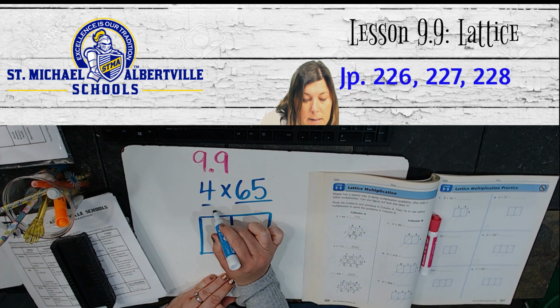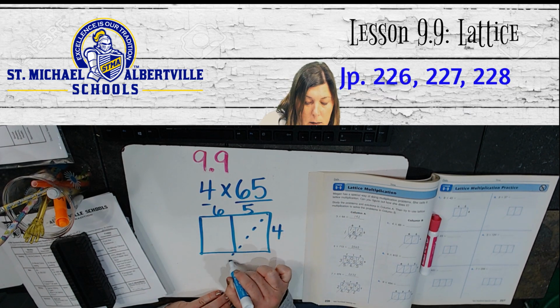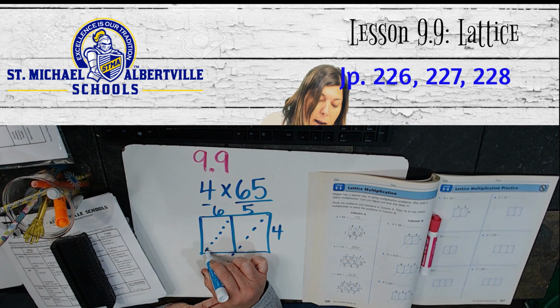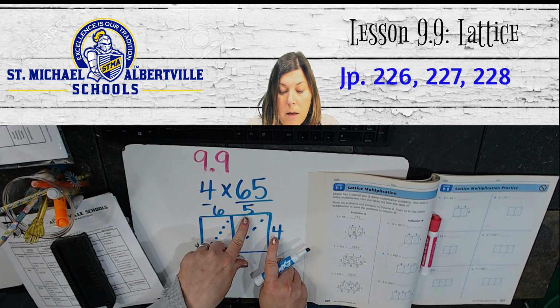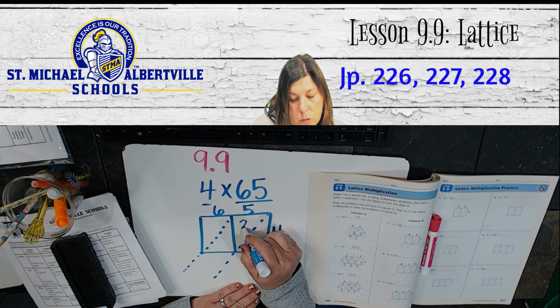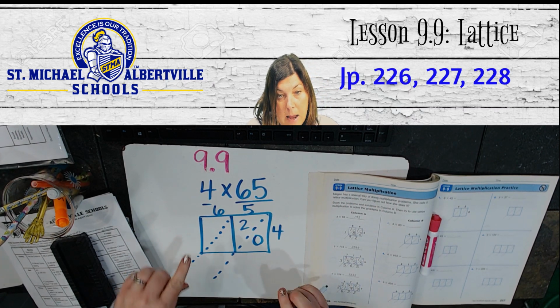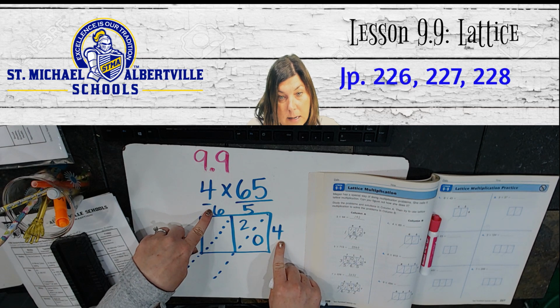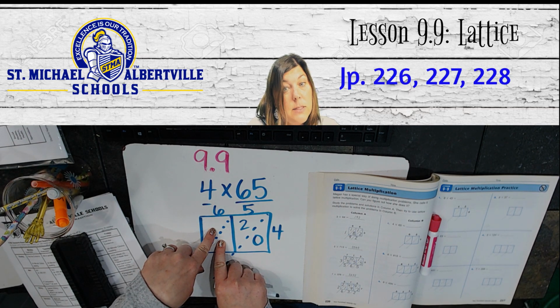Okay, 65 times 4. I need my diagonal roads that I use for when I add them up. Okay, so first I multiply. 5 times 4. 5, 10, 15, 20. Put the 2 up here, the 0 down here. Okay, now I'm going to do 6 times 4. Double the double. 6 doubled is 12. 12 doubled is 24.